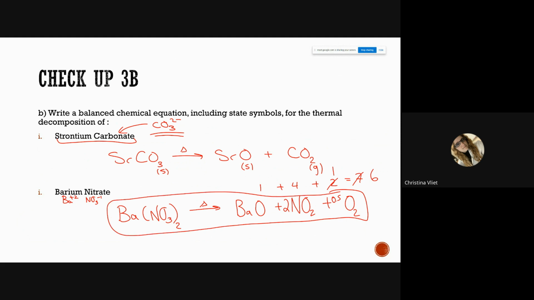What are the states of matter? Barium nitrate is a, I'll answer your question in a second, solid. Barium oxide is a solid. Nitrogen dioxide is a gas, and oxygen is a gas. Go ahead, Justin, before I continue.